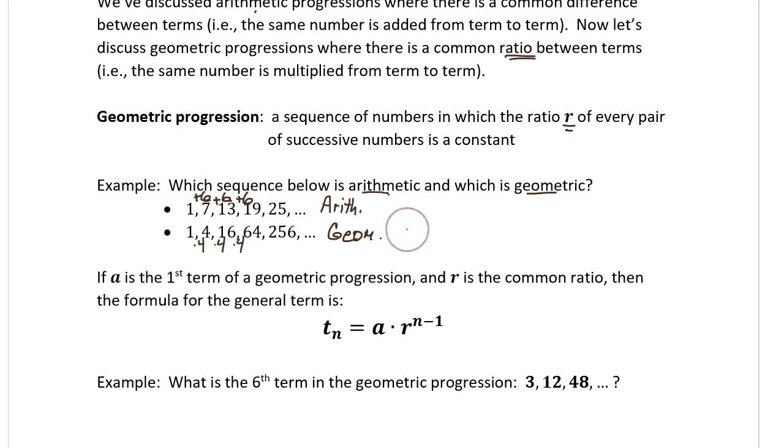So the word geometric, as we're using it here, is not referring to shapes or geometry class. Geometric in an algebra class refers to a pattern of numbers where you multiply to get to the next number.